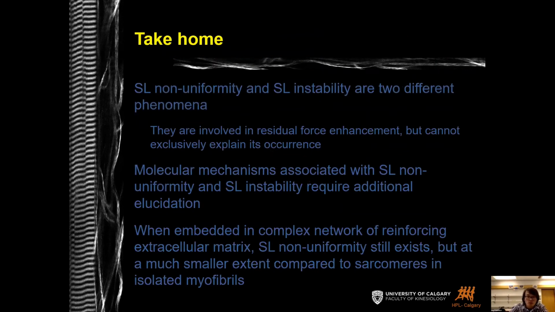So that concludes the presentation of the second part. Overall, I showed that sarcomere length non-uniformity and sarcomere length instability are two different phenomena. Although they are involved in the development of residual force enhancement, they could not exclusively explain its occurrence. Further studies should be conducted in unraveling the molecular mechanism associating non-uniformity and instability of sarcomere lengths. And finally, we show that the extracellular matrix of skeletal muscle functions to keep sarcomere length non-uniformity in check.